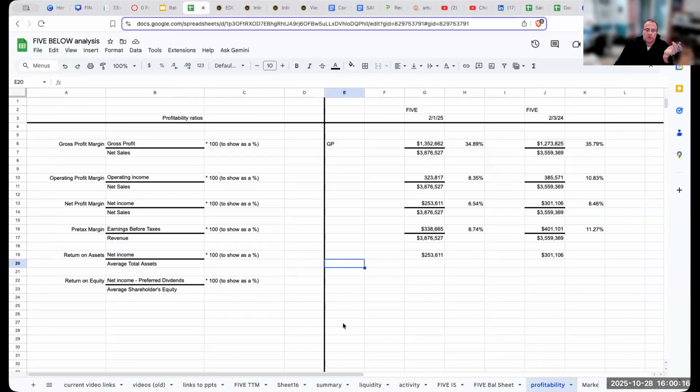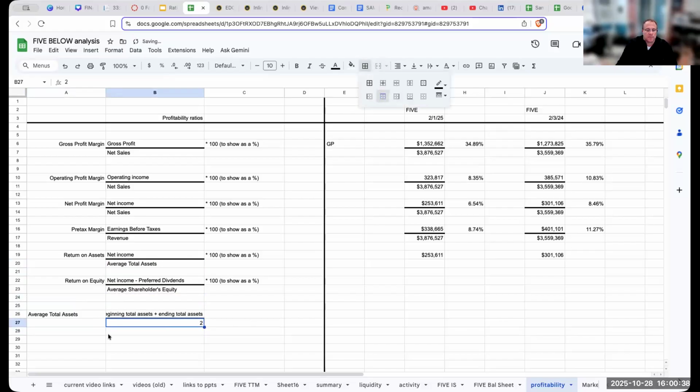Now, what are my average total assets going to be? I'm going to write this down here. My average total assets is going to be my beginning total assets plus my ending total assets. I'm going to divide this result by 2. Okay. This is not going to go on our scorecard. I'm just showing you how to go through and do this. And we can do it at the same time.